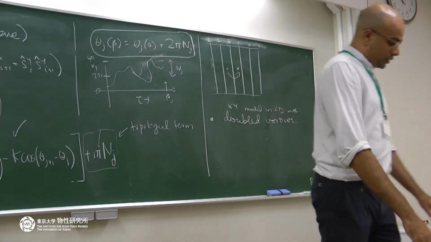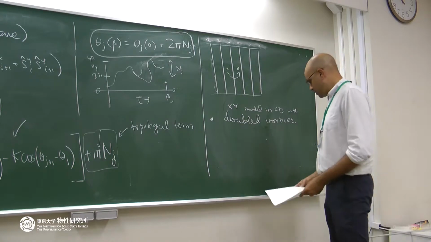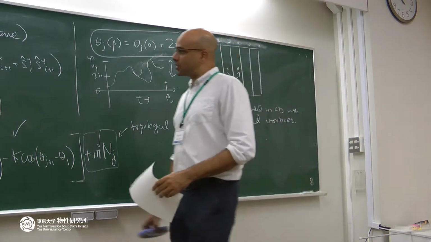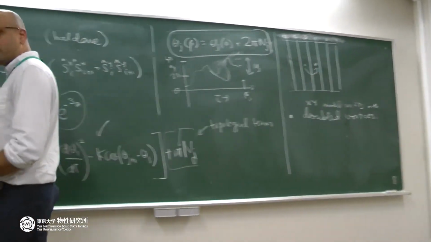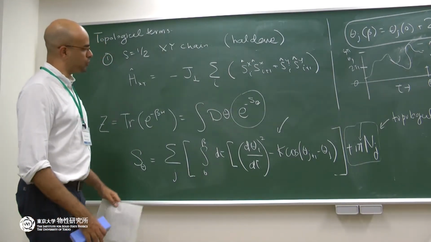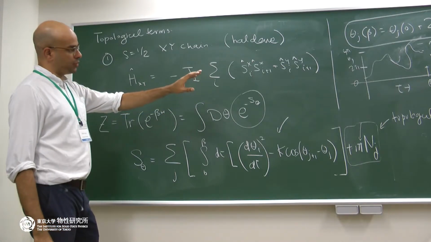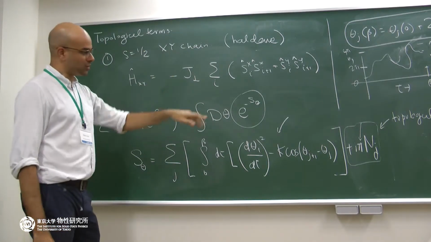Okay, so I want to talk about one more example, and then we'll go and analyze this XY model in detail. Okay, there's a trick called bosonization which will help us. It'll give us some more information than just this.